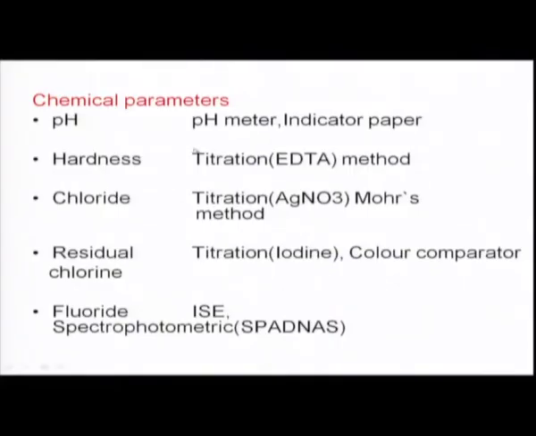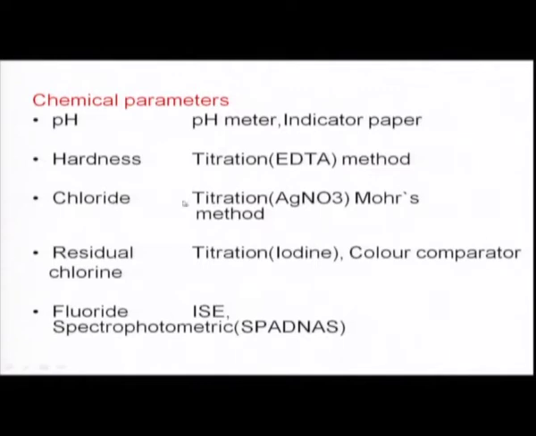A simple burette and pipette can be used to measure the hardness, that is, the total hardness present, by titration using EDTA, ethylene diamine tetraacetic acid, as a reagent. Take it into the burette, add an indicator, and then find this out by hardness estimation.